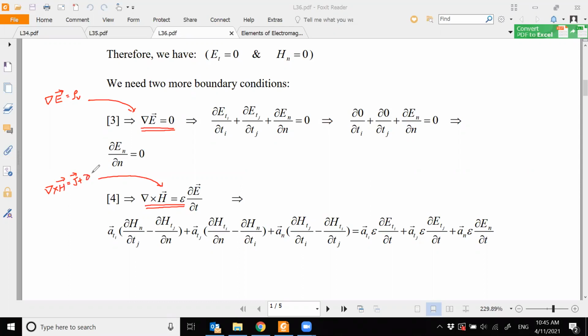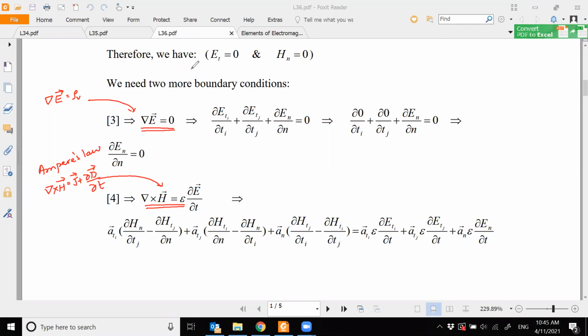Faraday. Modified Ampere's law. See, this is Ampere's law, modified by Gauss. But doctor, shouldn't there be a dot between the del and the E? Yeah, I think there is a small mistake in my notes.